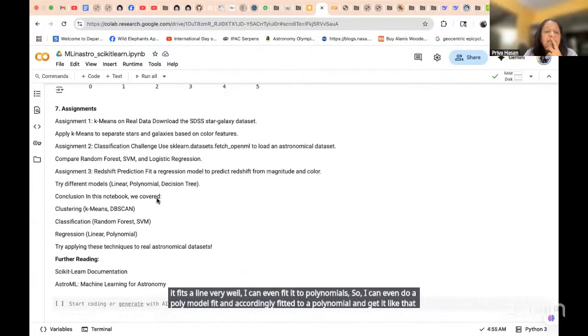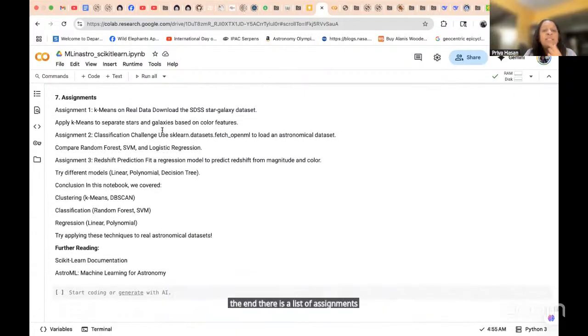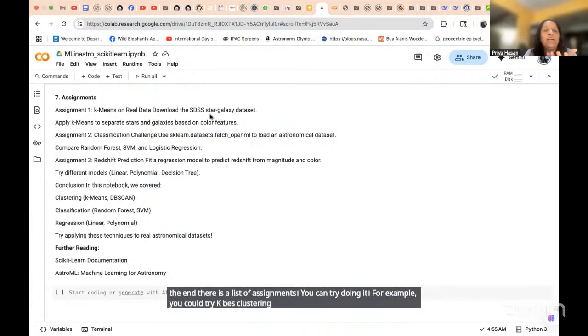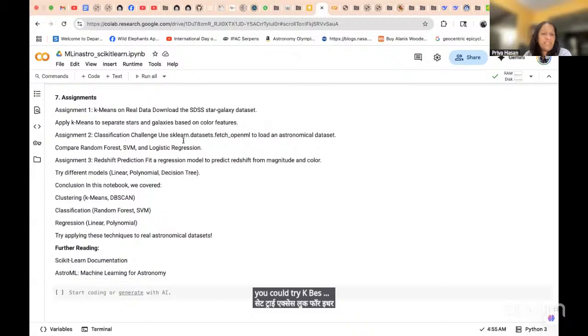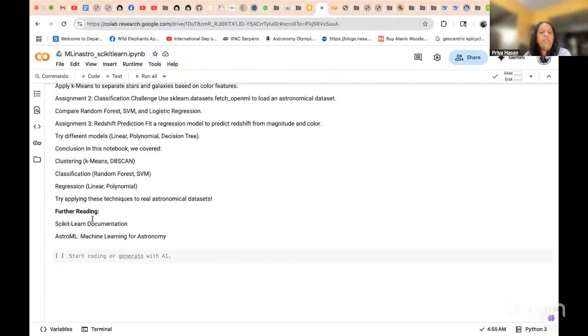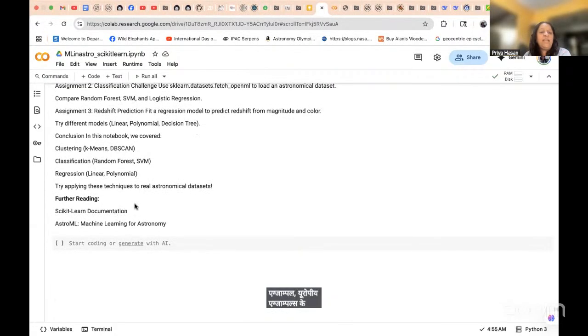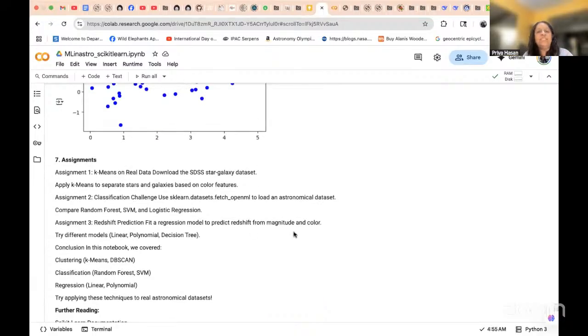So here in the end, there's a list of assignments. You can try doing them. For example, you could try K-means clustering for an SDSS data set; try accessing the data set and look for it. You can even do classification for this. You could do redshift prediction with regression modeling. So there are a few examples given over here, and please try to go through these and see if you can find something interesting to do.